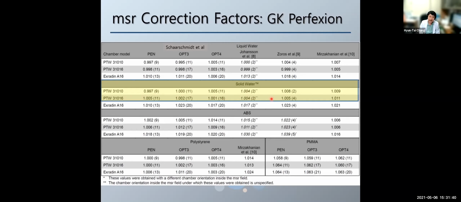And the second one is the ABS phantom. The JAWS result and other results are different because JAWS put the detector in the XY plane and others put the detector along the Z direction. So TRS-483 must specify the chamber orientation in its code of practice.